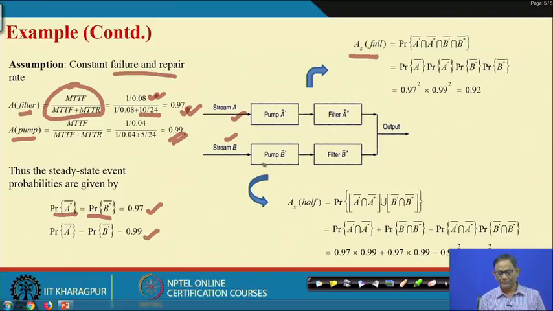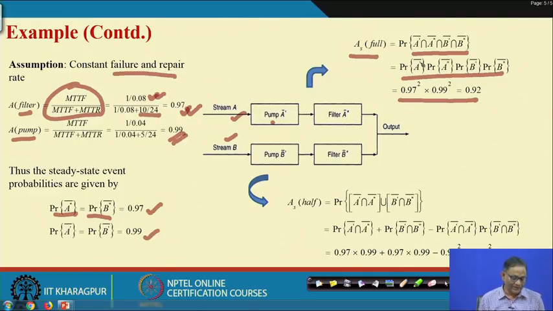Similarly, for stream B, both pump B and filter B should work. So here it is in series, so pump A and filter A work simultaneously, and that probability will come from the intersection point of view. So the situation is like this: A' intersection A'' intersection B' and B'', that is written here. So AS full is the probability of this. Now you know all those events are independent, so you multiply all the probabilities and you get this.